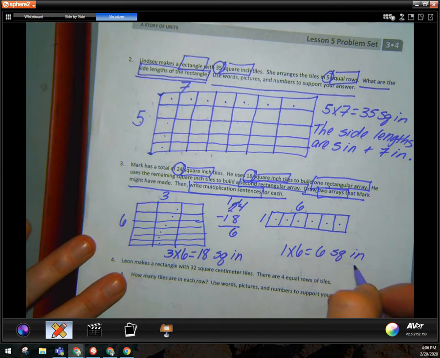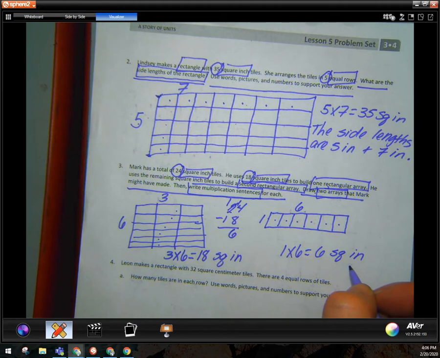Put this in your mailbox, and then you're going to get an exit ticket. When you're done with that, you'll put it in the inbox.